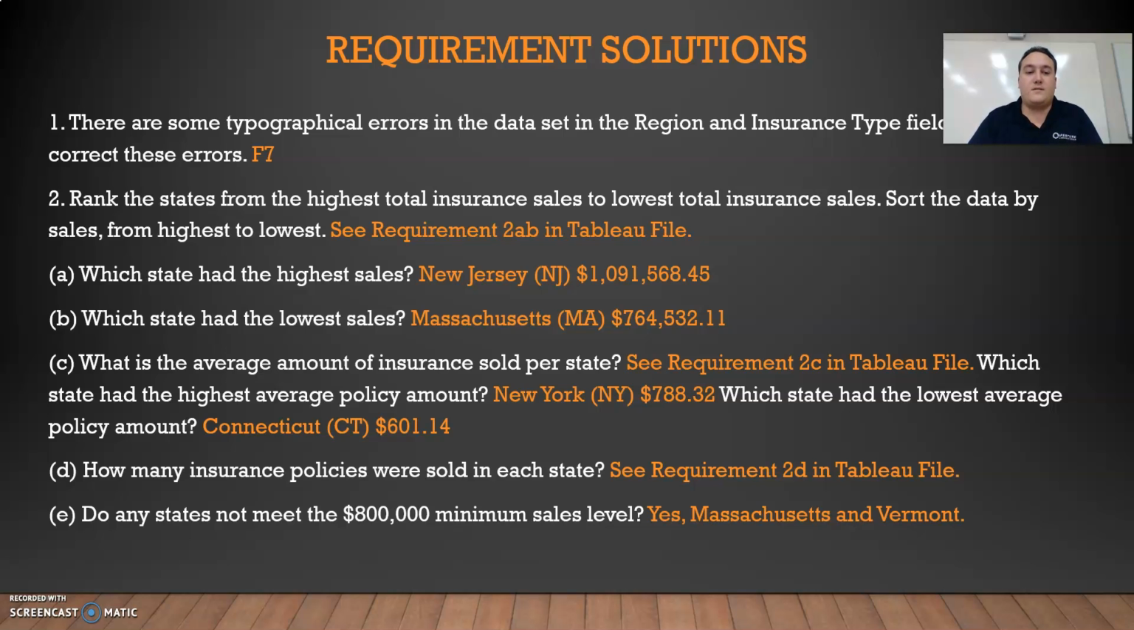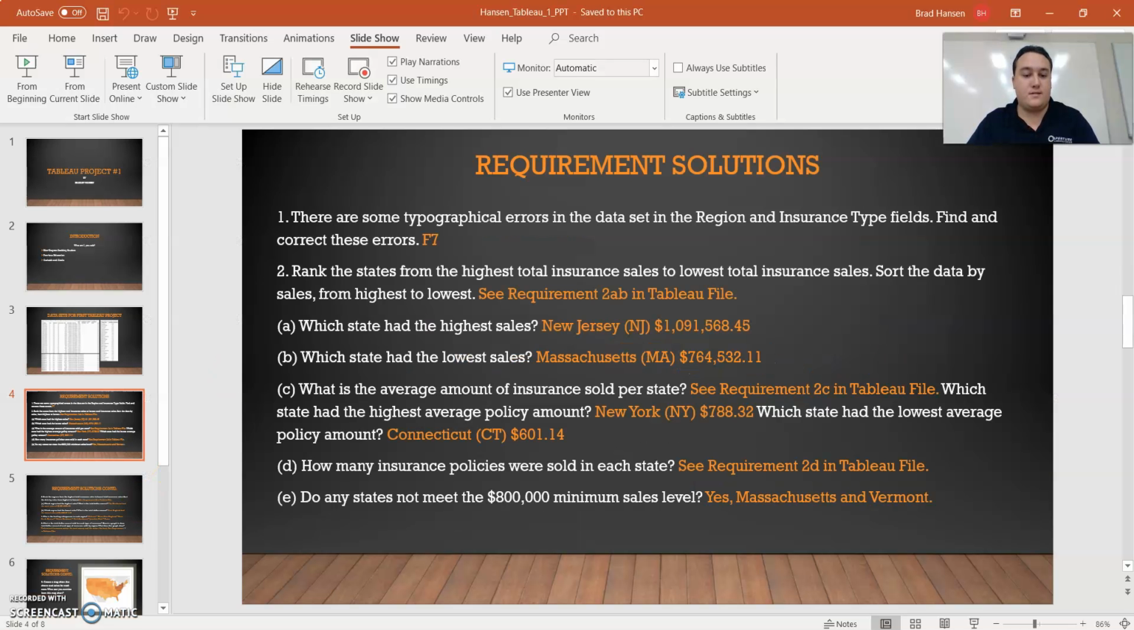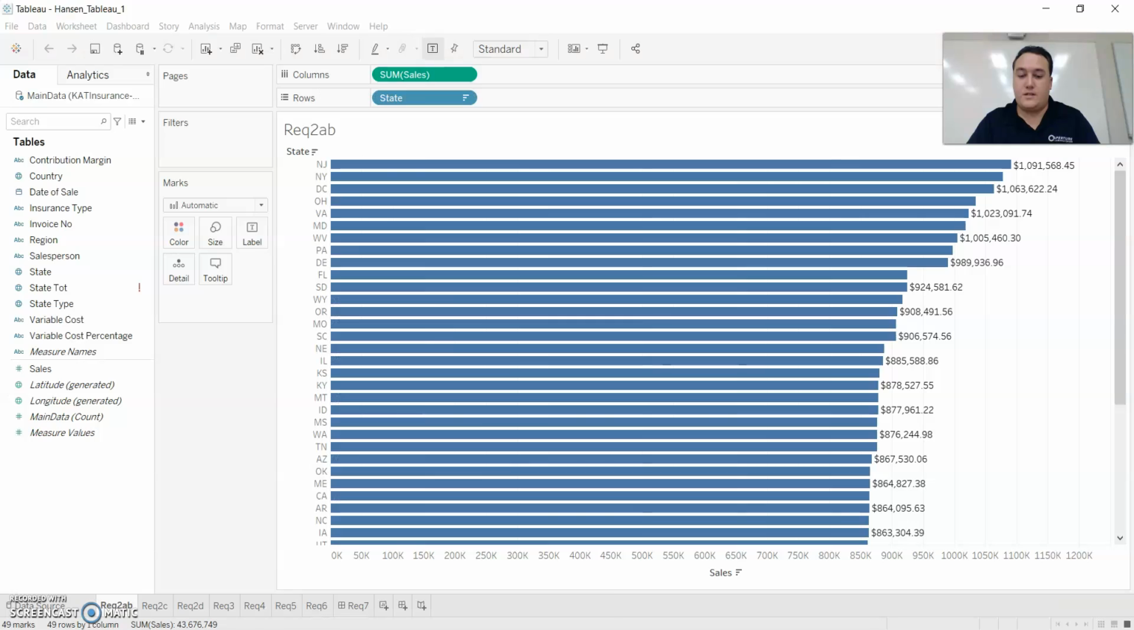Rank the states from highest total insurance sales to the lowest total insurance sales. Sort the data by high to low. Tableau does this right away for you. Very simple. So I'm going to show you that really quick in my Tableau assignment here.